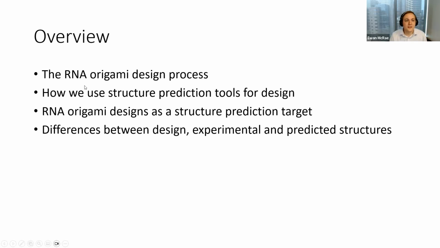And so today I'll go over the RNA origami design process, how we make our designs, how we use structure prediction tools during the design process, a little bit about RNA origami designs as a structure prediction target, and then I'll go over some of the differences between our designed models, our experimentally determined models, and the predictions from the CASP experiment.